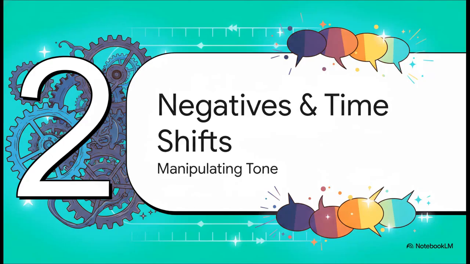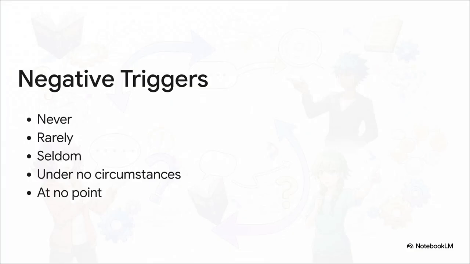All right, moving right along to Section 2, negatives and time shifts. This is our first real grammatical grouping, and it's where inversion truly starts to shine, letting us manipulate the timeline and tone of our narrative with laser precision. Check out these trigger words. When you start a sentence with a negative or limiting expression, things like never, rarely, seldom, or phrases like under no circumstances or at no point, you trigger this powerful structure.